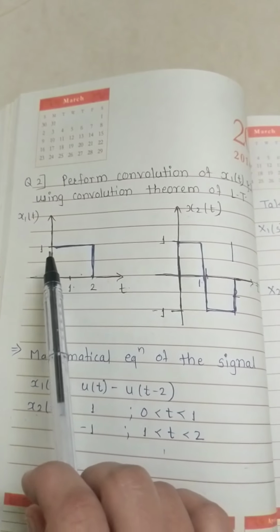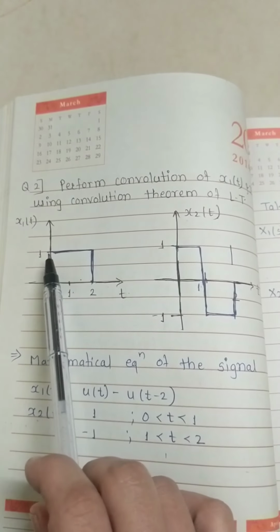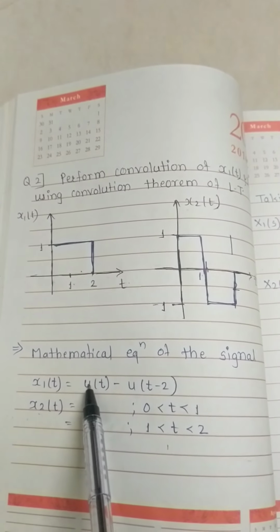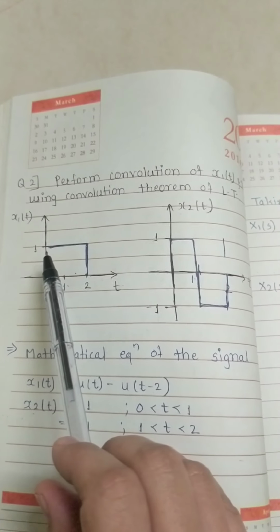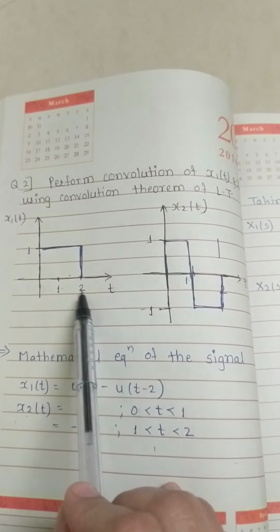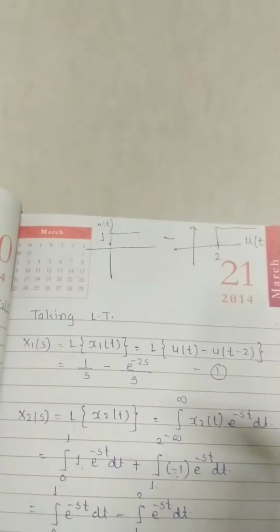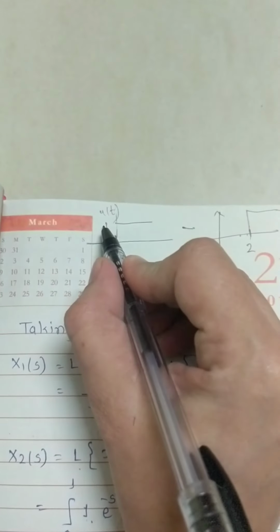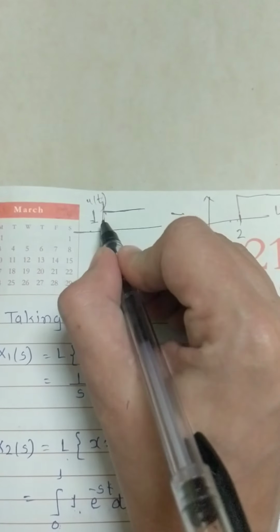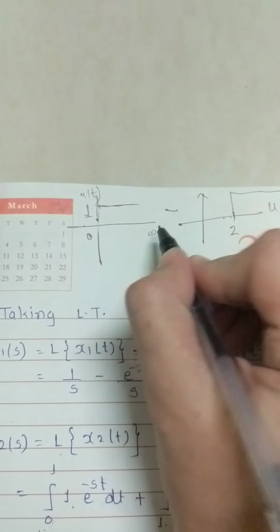x1 of t is a unit step signal with amplitude of 1. So first we have to generate a unit step signal with amplitude of 1. But we want to stop that unit step signal at t equal to 2. So let us take an example. This is your unit step signal with amplitude 1. The unit step signal's range is from 0 up to infinity.